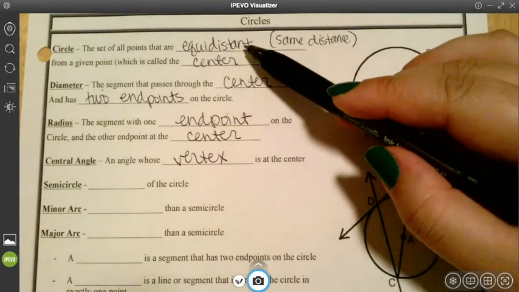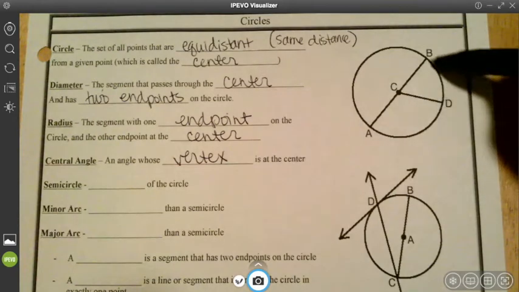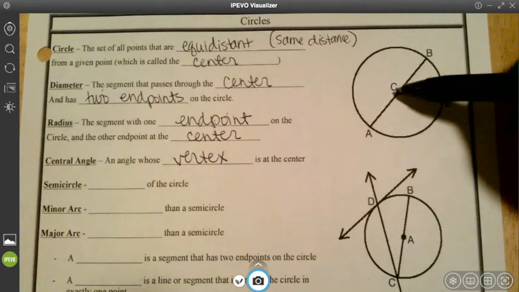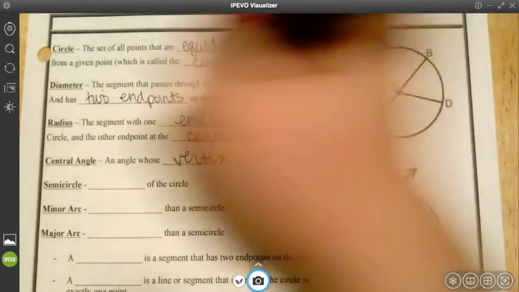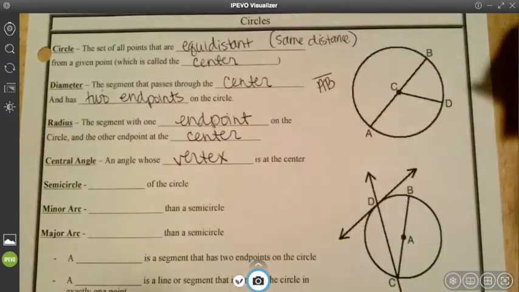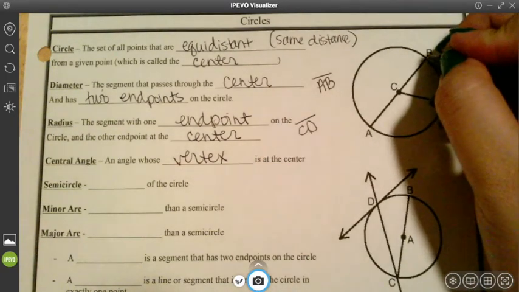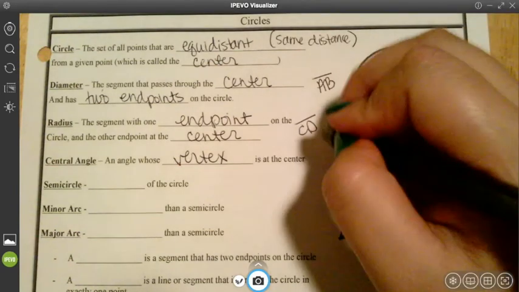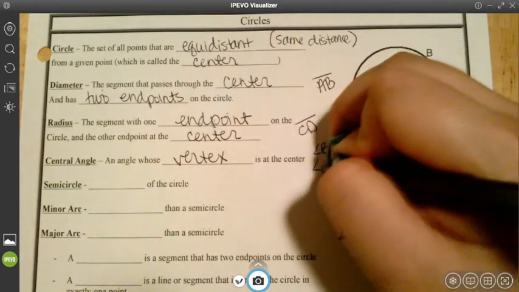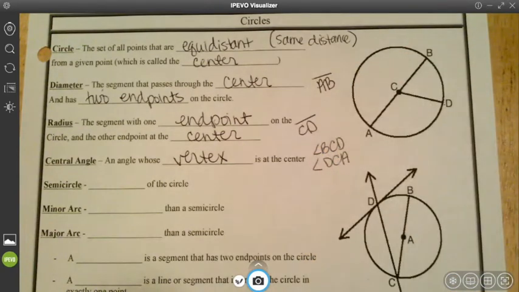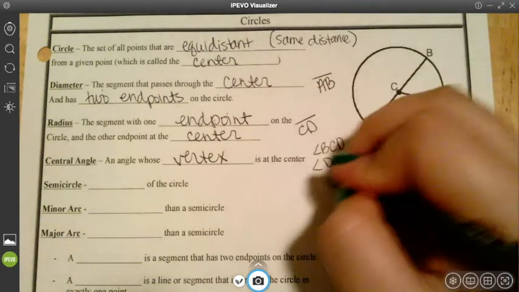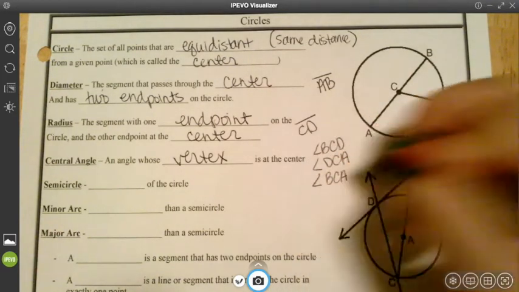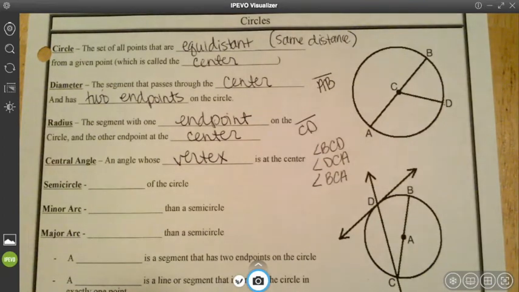So the circle is all of the points that are equidistant from point C. The diameter is AB. AB is a diameter. CD is a radius. And the central angle we can say is BCD or DCA. Angle BCD or angle DCA are both central angles. We can also say that BCA is a central angle, but we would almost always just call that the diameter because it's a straight angle. Angle BCA. It's still central because it goes through that center point.